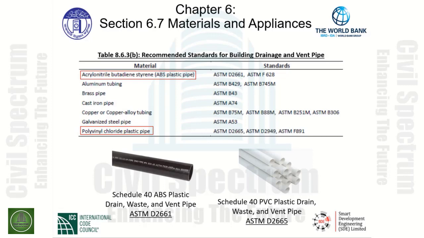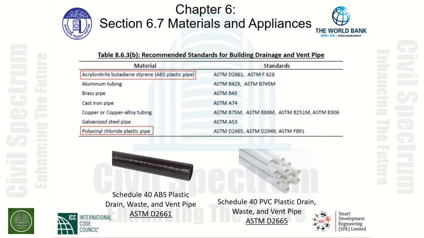Table 8.6.3b, titled Recommended Standards for Building Drainage and Vent Pipe. The materials are indicated on the left side of the table. Standards are indicated on the right side of the table. We have ABS plastic pipe and the associated standards.